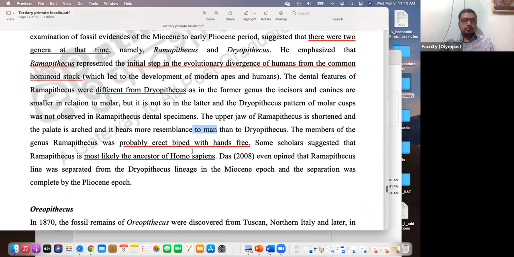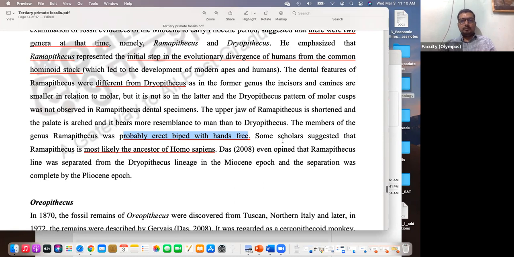And they also indicated that Ramapithecus was probably an erect biped with hands free. So maybe they had already started walking on 2 feet. Maybe erect biped, could stand up and walk on 2 feet with hands free. So some people thought that Ramapithecus is maybe our likely ancestor of Homo sapiens.